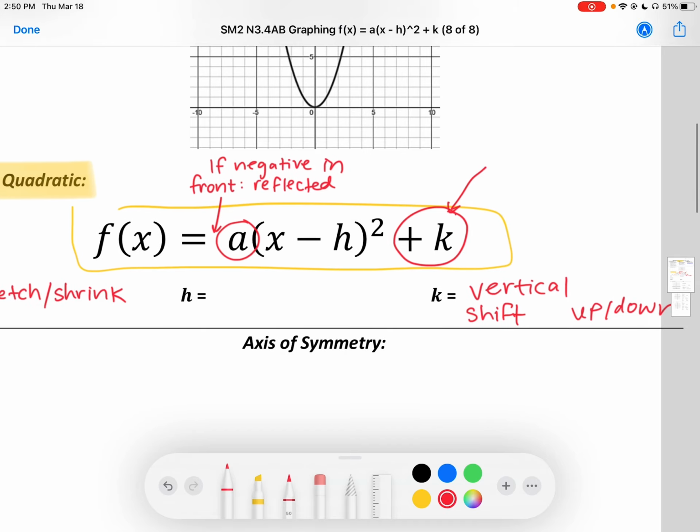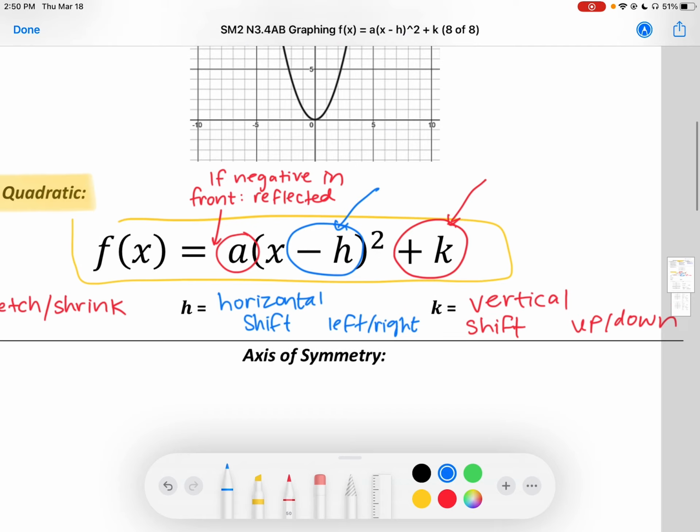Now the new thing is my H right here. Whatever I attach to the x on the inside of those parentheses, that's going to be my horizontal shift. Horizontal shift, so that's left and right. You need to think about how H, the amount that we're actually shifting left or right, is the opposite of what we see here in the parentheses.